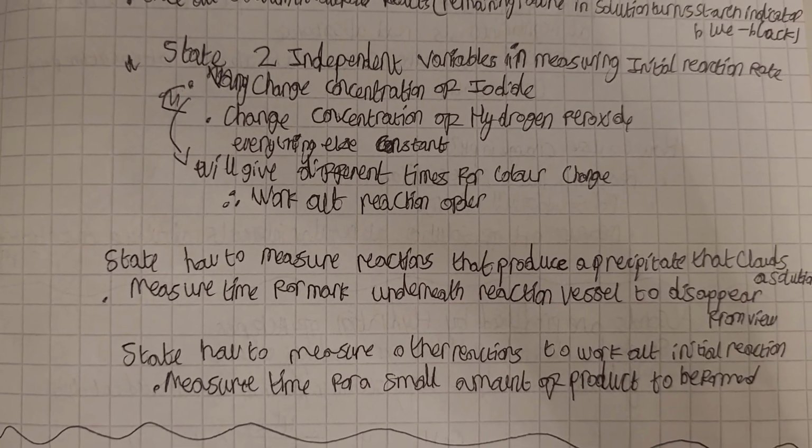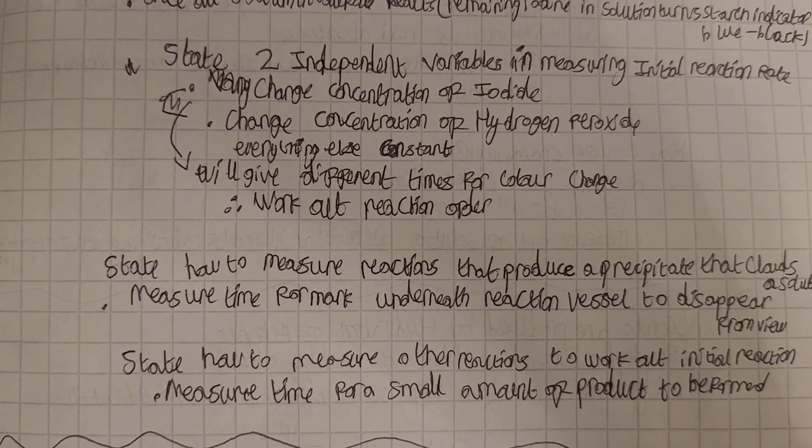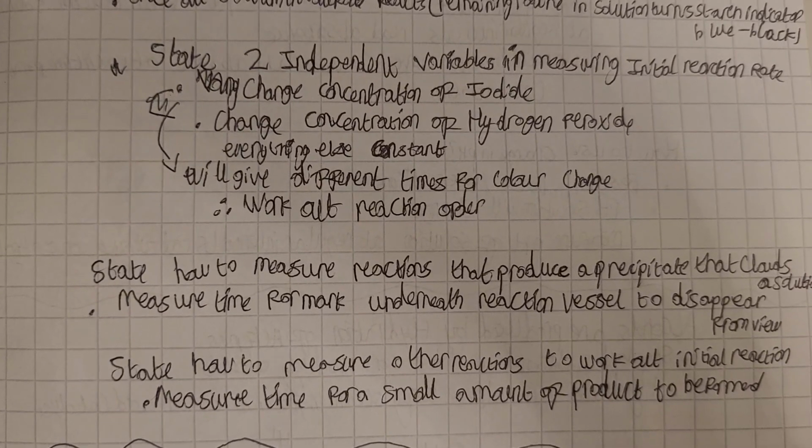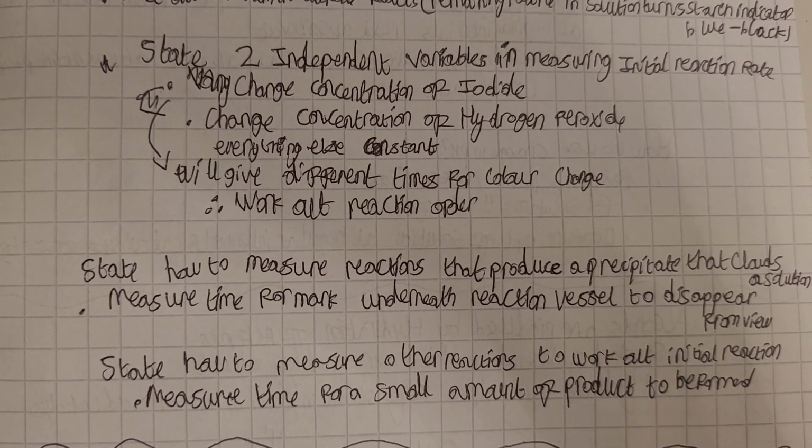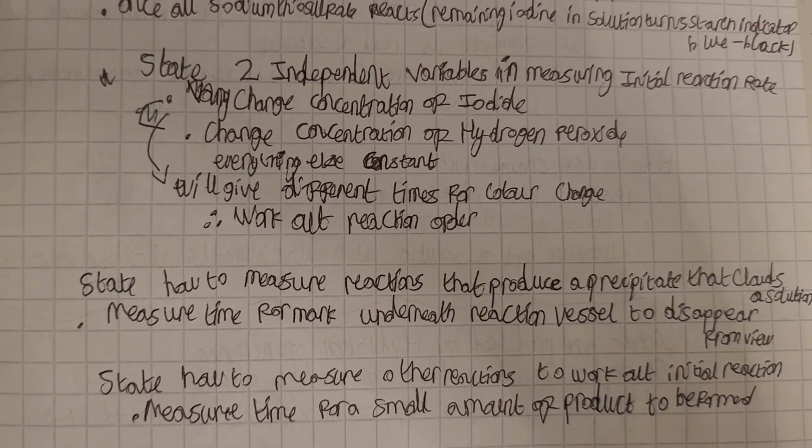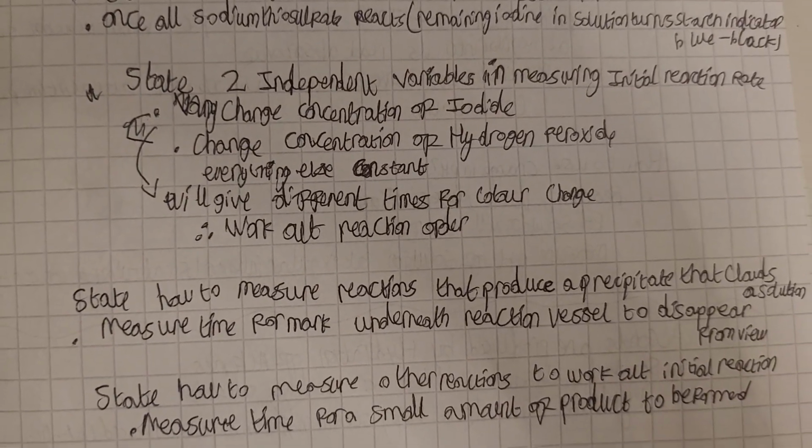State how to measure other reactions to work out the initial reaction rate. Well, we want to measure the time for a small amount of product to be formed. So for hydrogen peroxide, for example, we just want to measure the time for a small amount of product to be formed.